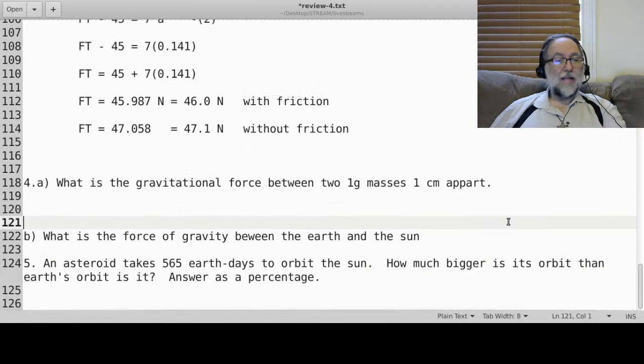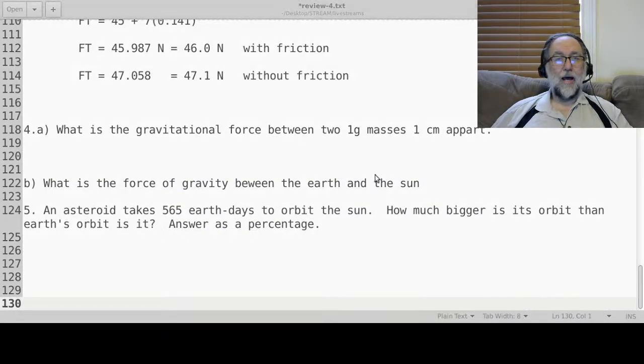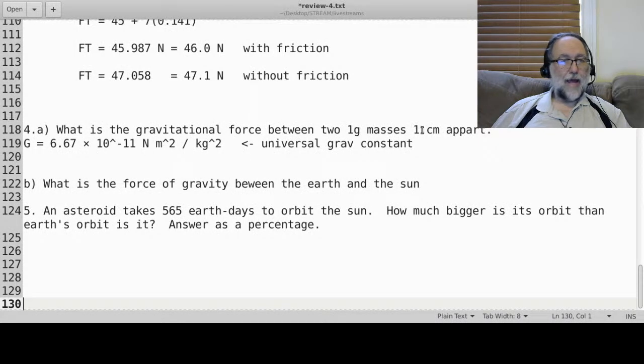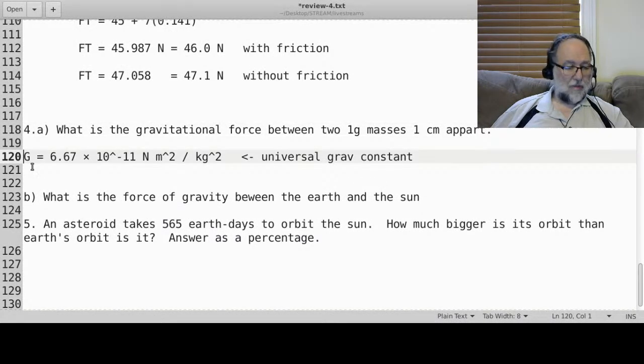I said, let's actually calculate that gravitational force between two 1 gram masses that are only a centimeter apart. The formula for that, this is Newton's universal gravitational law, is this one right here. So here's the formula, like that. Oops, that's the constant. Let me give you the formula.